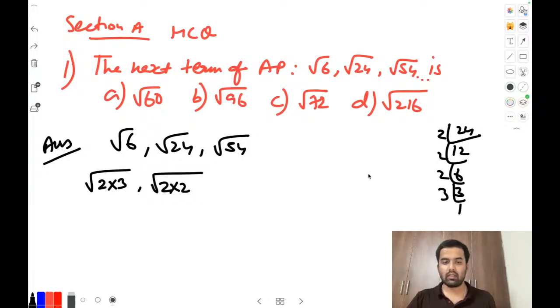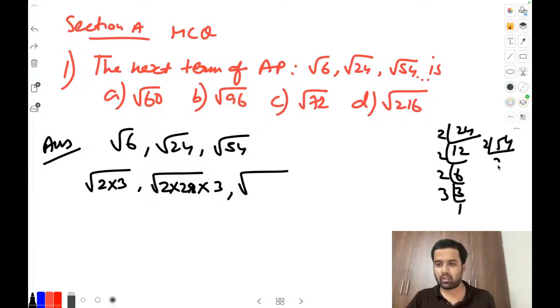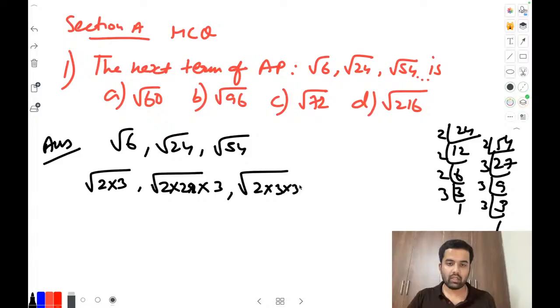This one we can do, right? So just write down that one. And the next one, root 54. So let me do the 54 also. Here it will come what? 27, then 3 table, this is 9, again 3 table, this is 3, and then 3 table 1. Okay. So it will be 2 into 3 into 3 into 3.